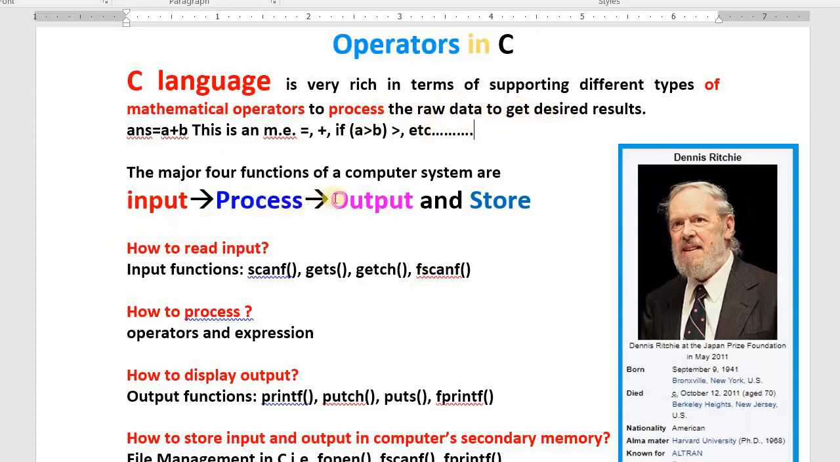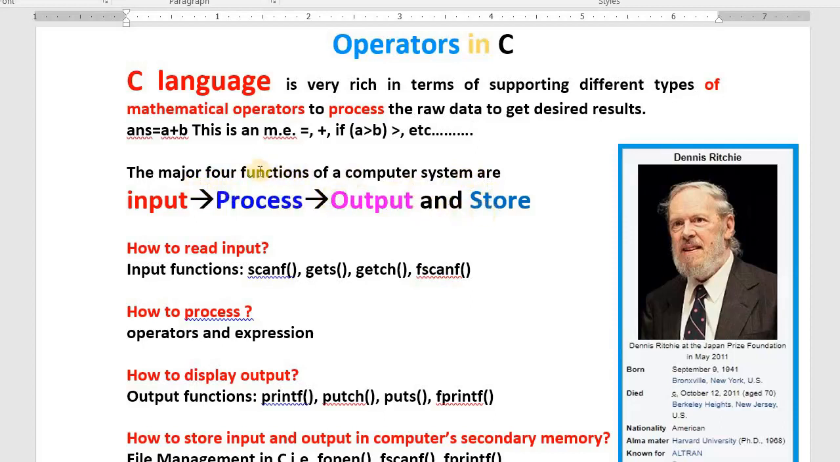Already we know the major four functions of a computer system. You may work with any computer system. All computer systems will read the input from users, the machine will process the raw data, and we get the desired result on the monitor. Sometimes we send the output to the printer, or to the secondary memory, and we store input as well as output for future use in computer secondary memory. These are the major four functions of a computer system.